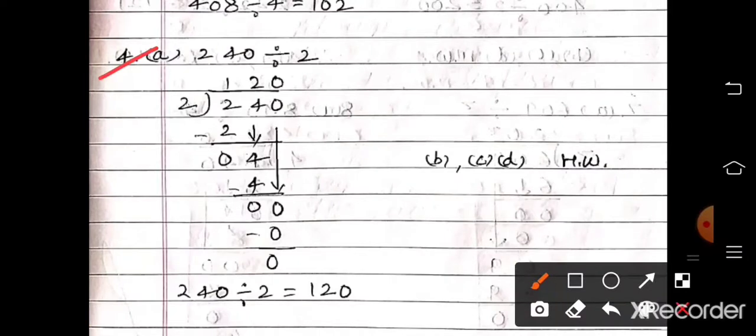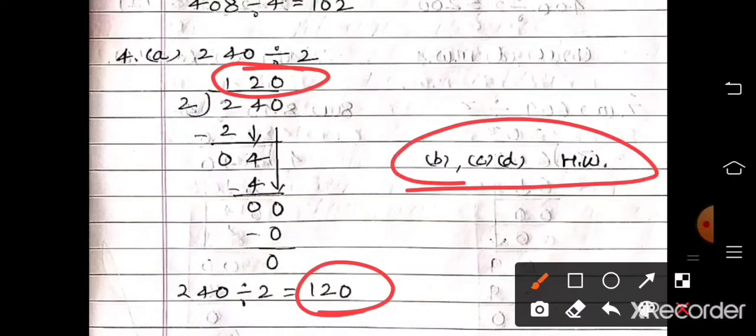Now the question number 4, A part, 240 divided by 2. Okay, now 2 1 ja 2, so write 2 here, subtract 0, then 4, make an arrow and write 4 down. 2 2 ja 4, subtract 0, then bring this 0 down. Okay, now 0 times. 0 minus 0, 0. Okay, so its answer is 120. Now B, C, D is your homework.